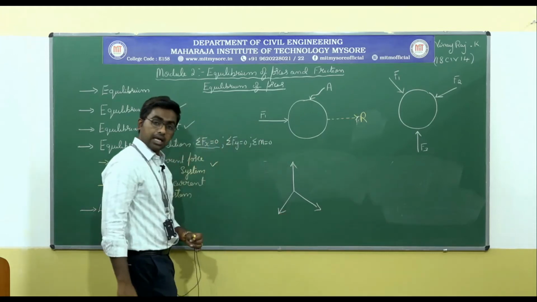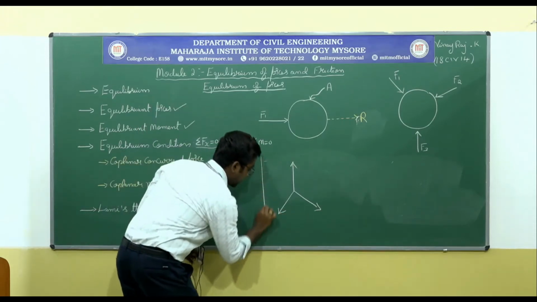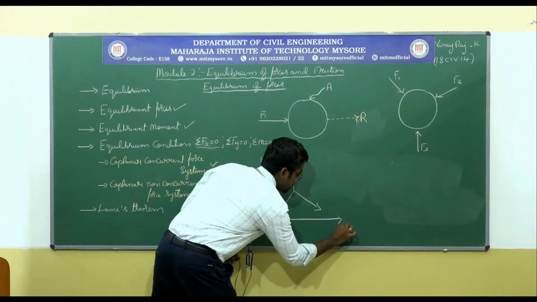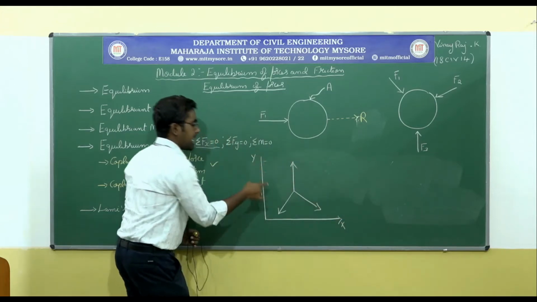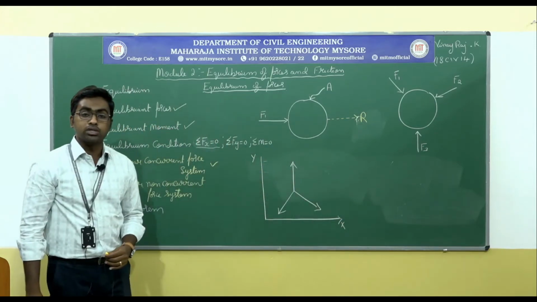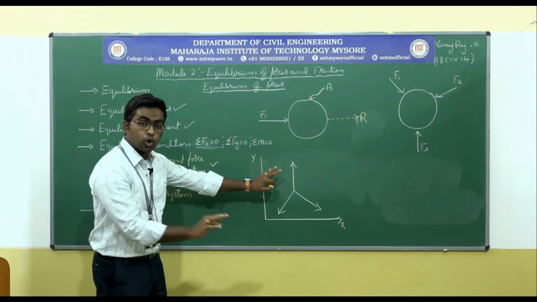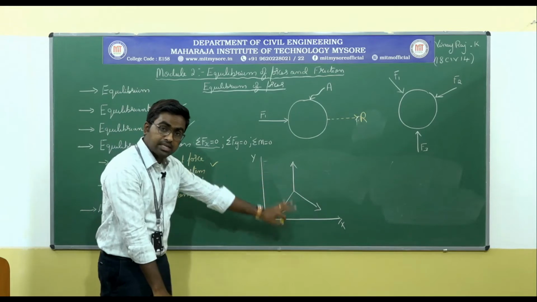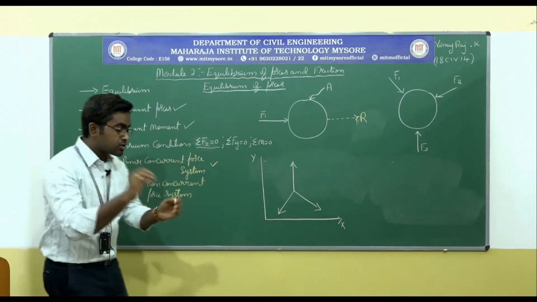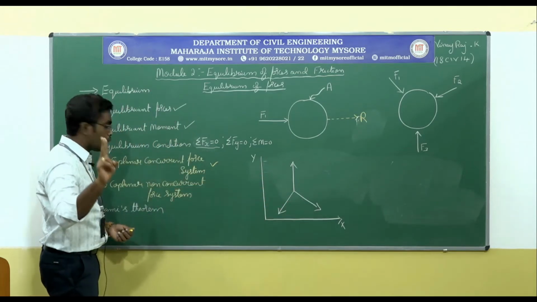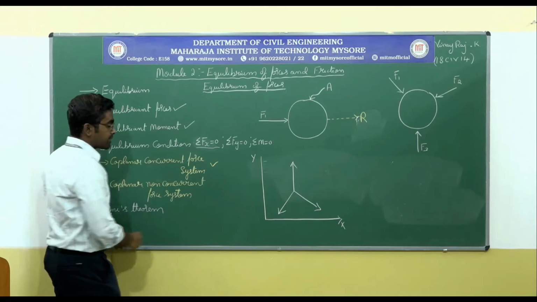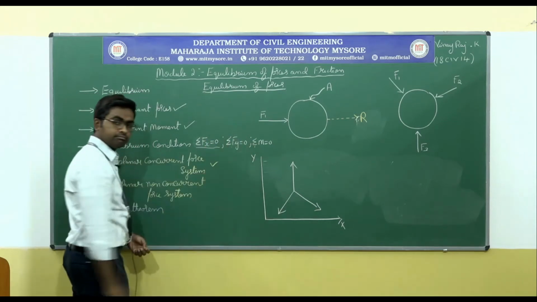These three forces are concurrent, and also they lie in the same plane. So that is the reason why it can be called a coplanar concurrent force system. If you want to say this coplanar concurrent force system is in equilibrium, then it has to satisfy only two equilibrium conditions out of these three.